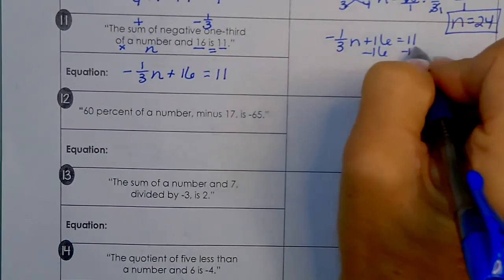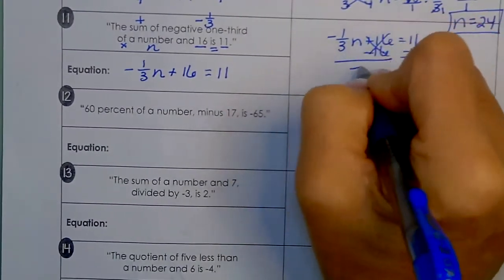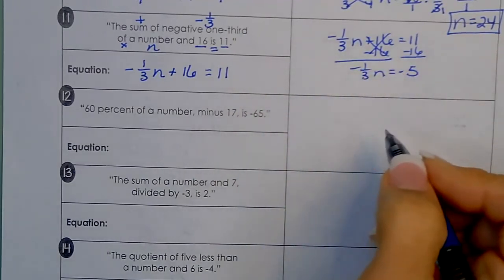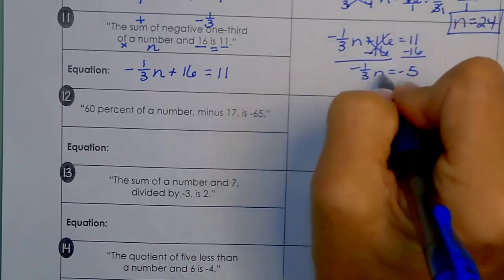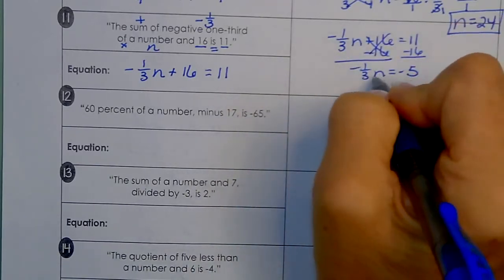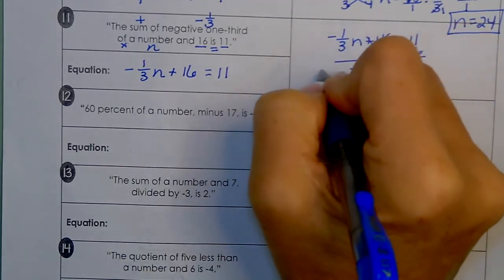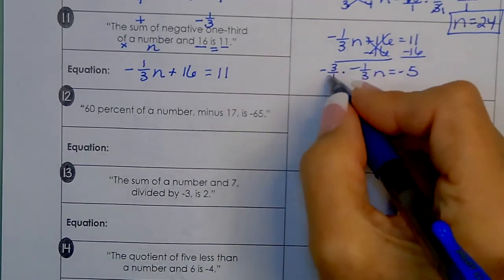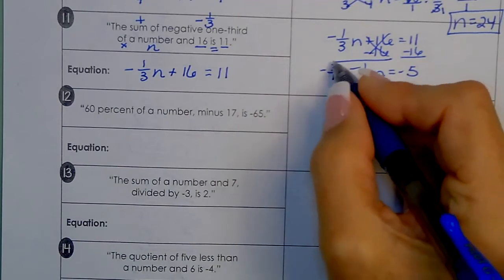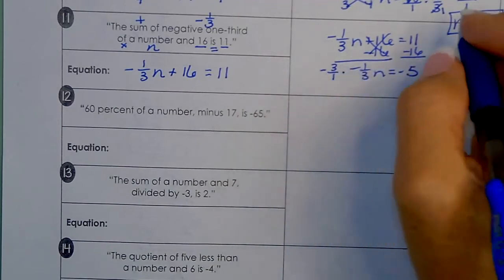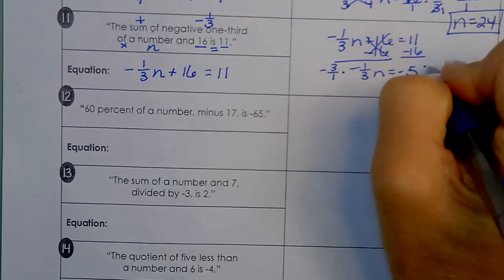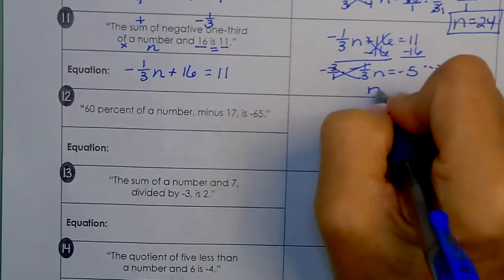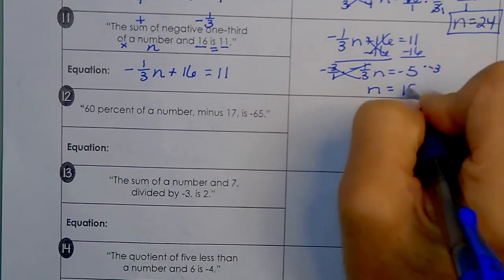Subtract 16 from both sides. Negative 1/3 n equals negative 5. Okay, to undo this, I'm going to multiply by the inverse. I'm going to multiply by a negative 3/1. And if I multiply this side by negative 3, which is the same thing as negative 3/1, I also need to multiply this side by negative 3. Okay, so that cancels, and n equals 15.